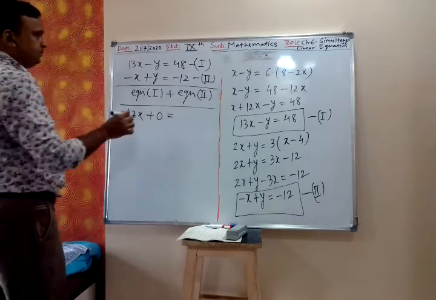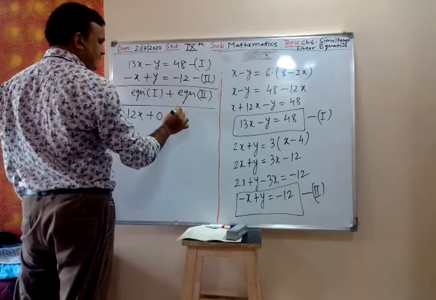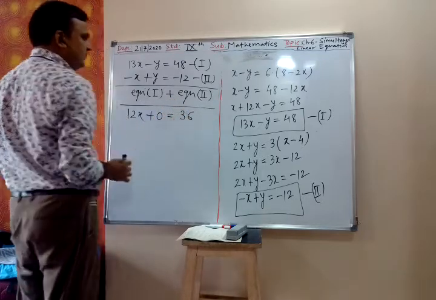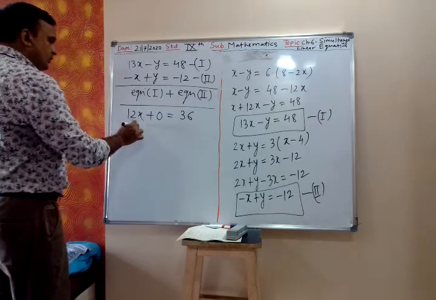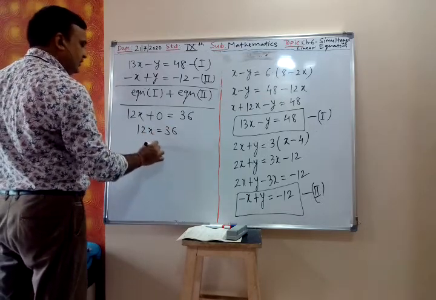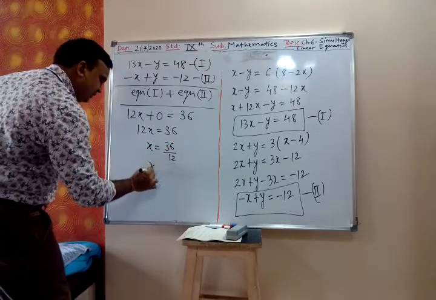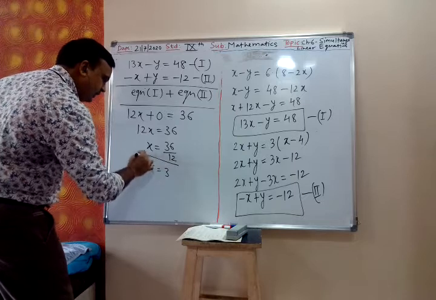48 minus 12. 48 minus 12 is 36. So 12x is equal to 36. So x is equal to 36 upon 12. So x is equal to 3.